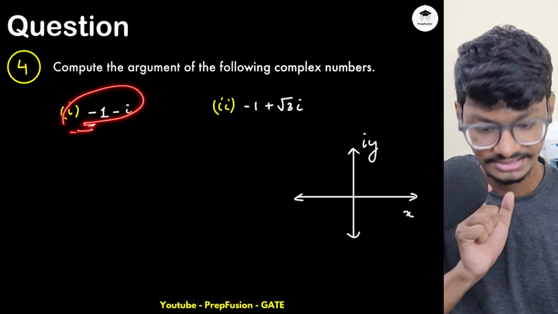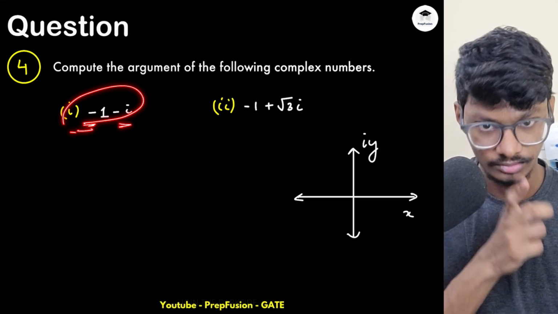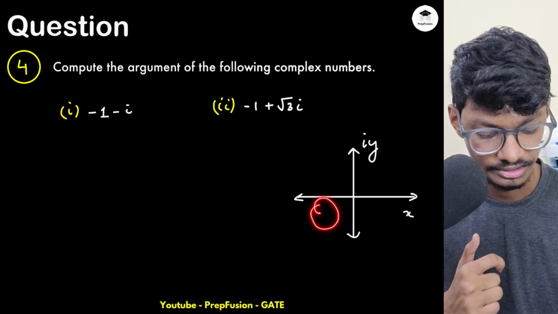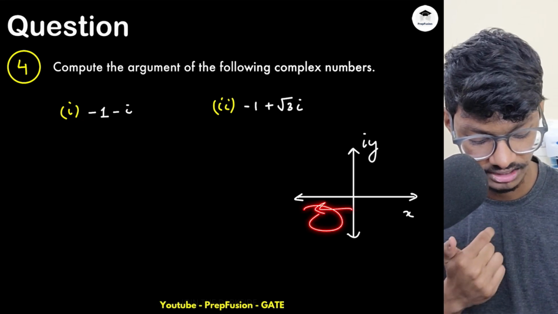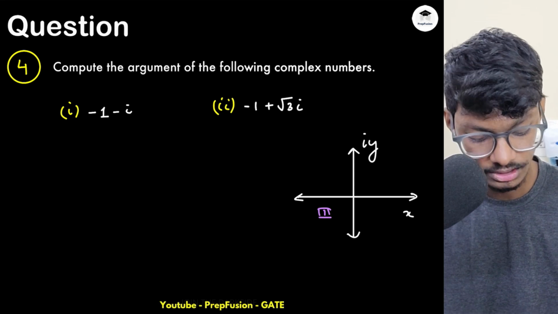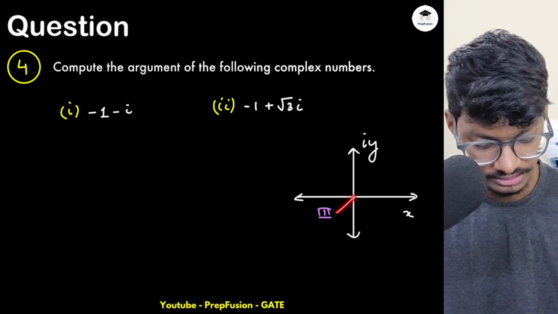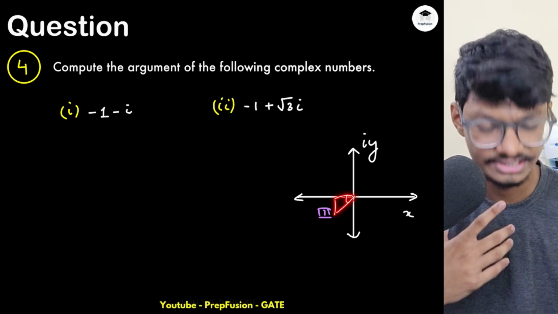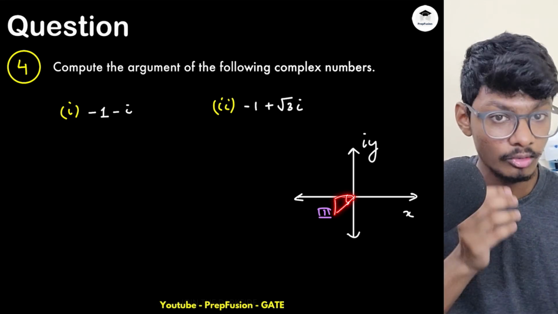This means x is negative and y is also negative: minus 1 minus i. So obviously I'm lying somewhere around here. In this quadrant, my x is negative and my y is also negative. So which quadrant is this? This is quadrant 3. Now my triangle will be somewhat like this, and if I find this theta, what will be my argument?